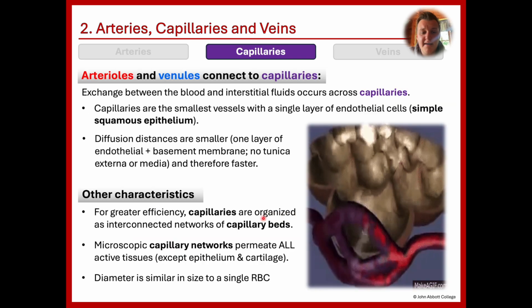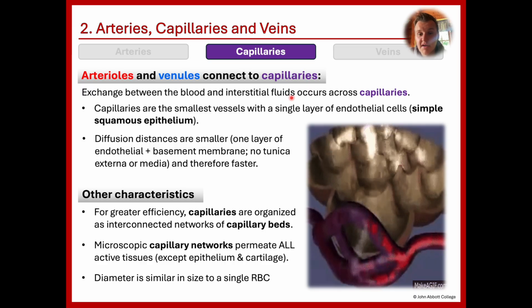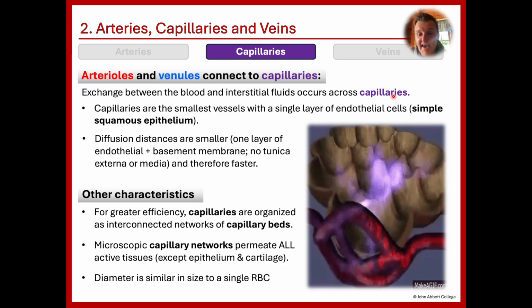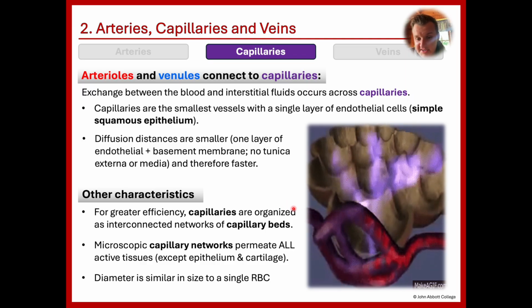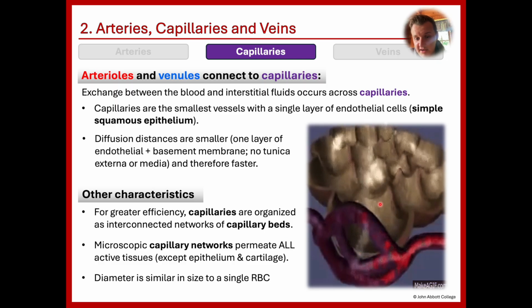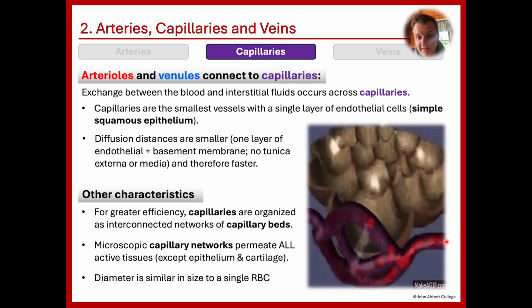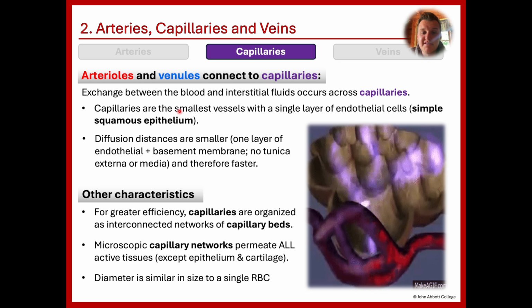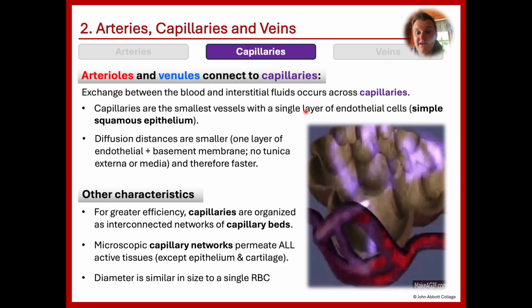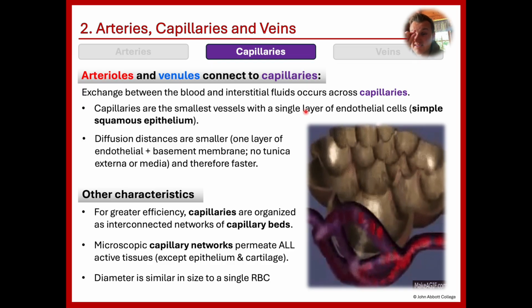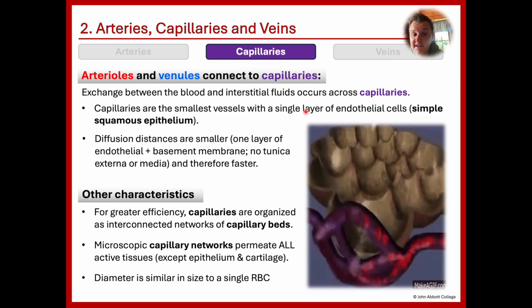So the capillaries, this is where we exchange between blood and interstitial fluids. And it occurs across capillaries, right? So here's some capillaries, and you see that here probably is the arteriole, since blood is flowing in this direction. Here's the capillary itself, and here is probably the little venule exiting, right? And capillaries are the smallest vessels in this whole network, and they're almost just a single layer of endothelial cells. That's all that's there, right? It's just this simple squamous epithelium that's there.